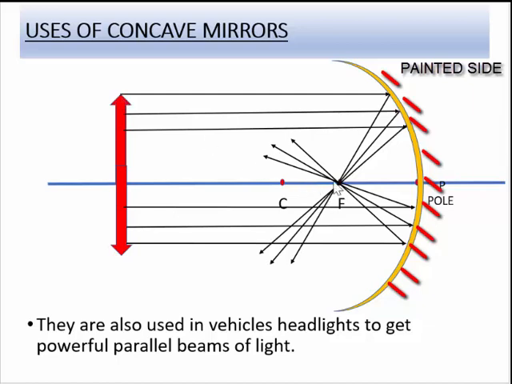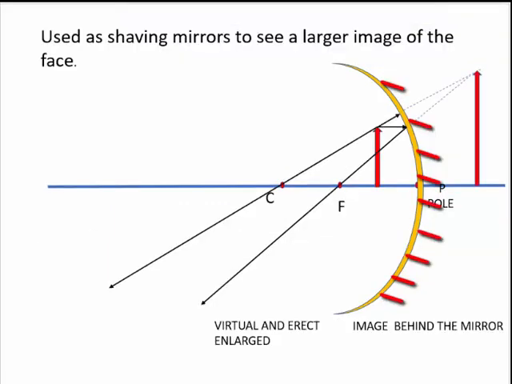Similarly, all the other rays that come out of the bulb are incident on the concave mirror, and after reflecting they go parallel to the principal axis. So all the light rays that come out of the focus, after reflecting from the concave mirror, always go parallel to the principal axis. That's why the headlights of vehicles always give out a straight and very strong beam of light. Now let us have a look at the second use.